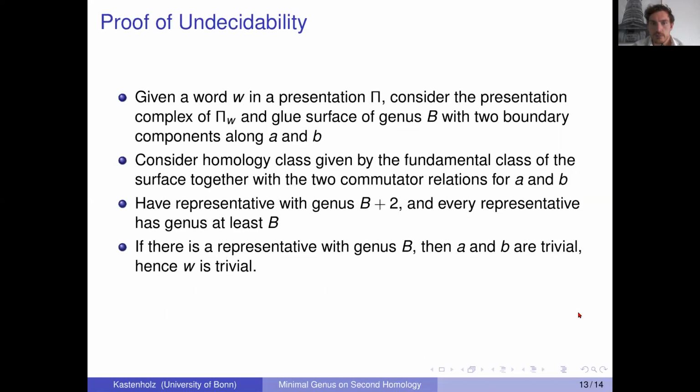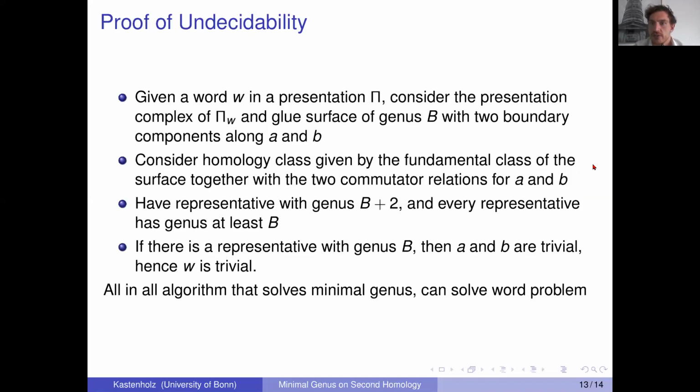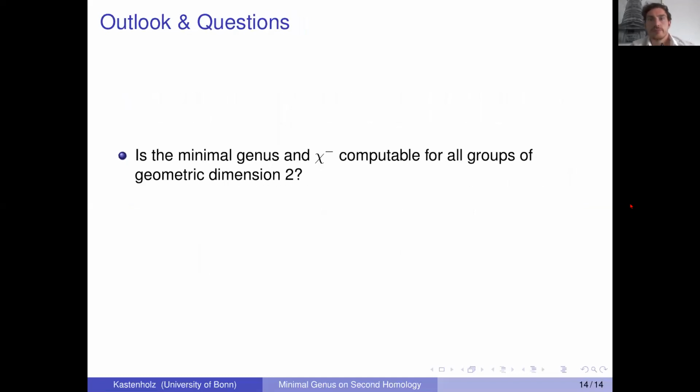So all in all, we have just seen that if we would have such an algorithm, we could actually solve the word problem, which of course is, as I mentioned before, uncomputable, which was proven by Novikov. So let me stop this second part with the following outlook and 2 questions, or rather just 2 questions.